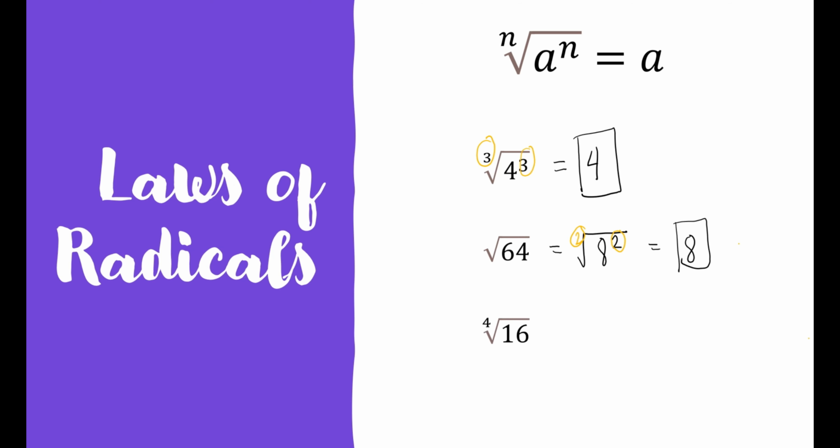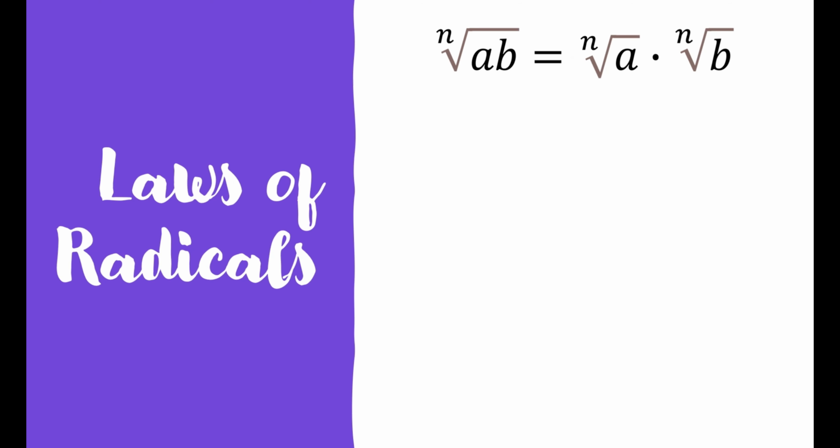Third, fourth root of 16. 16 may be written as 2 raised to 4, since 2 raised to 4, or 2 times 2 times 2 times 2, is equal to 16. And now that we have shown that the exponent and the index are both 4, or have equal values, we may simplify this radical expression to 2.